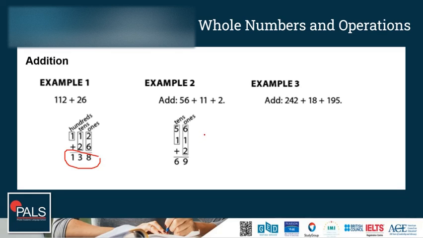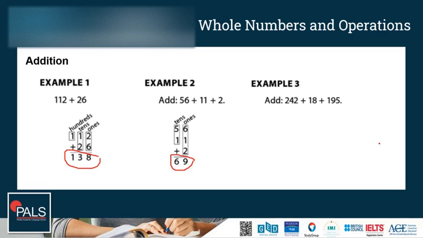Example number 2, 56 plus 2. So let's line up 6 and 2, and let's line up 5 and 1. So 6 plus 1 plus 2, add it by column. So the answer is 9. 5 plus 1 is 6. So the answer is 69.